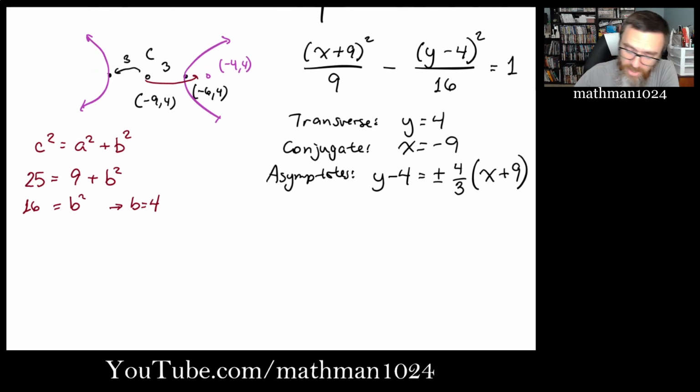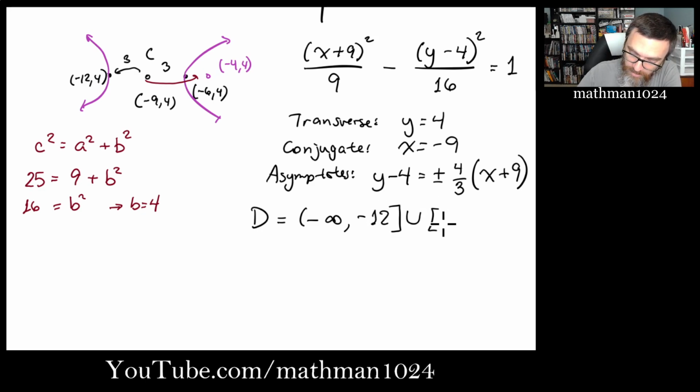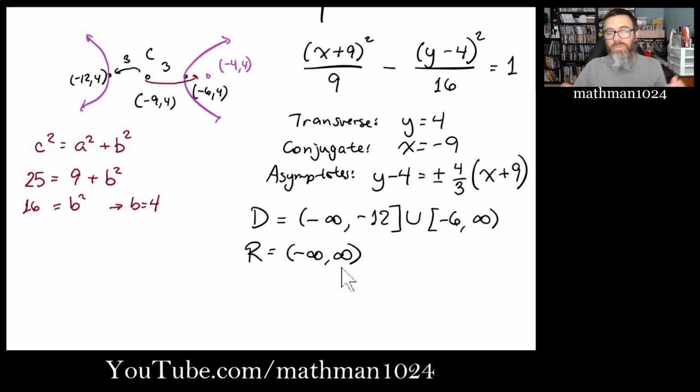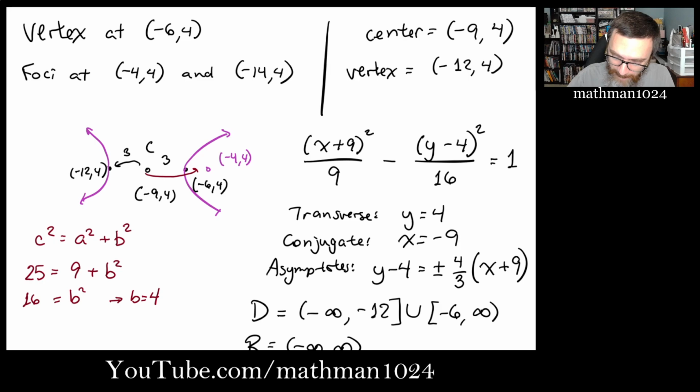And the last thing to do is to talk about your domain and your range. So the domain is -infinity, and it stops right here at that value, and we figured out that the coordinates here were -12, 4. So -infinity to -12 bracket union -6 to infinity. And then my range here is all real numbers. And that's it. So you take the pieces that are given to us. And in this case, even though we weren't given the center, we could easily find the center because we know it's the midpoint of the two vertices or the two foci, depending on what we have.